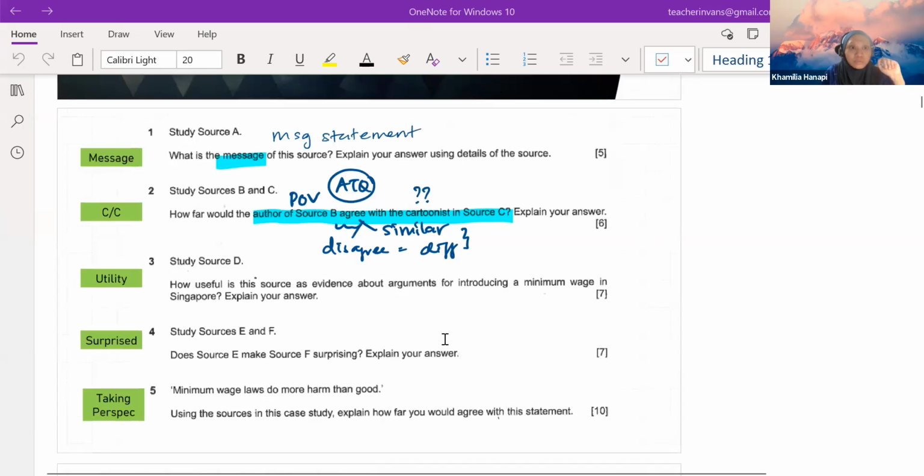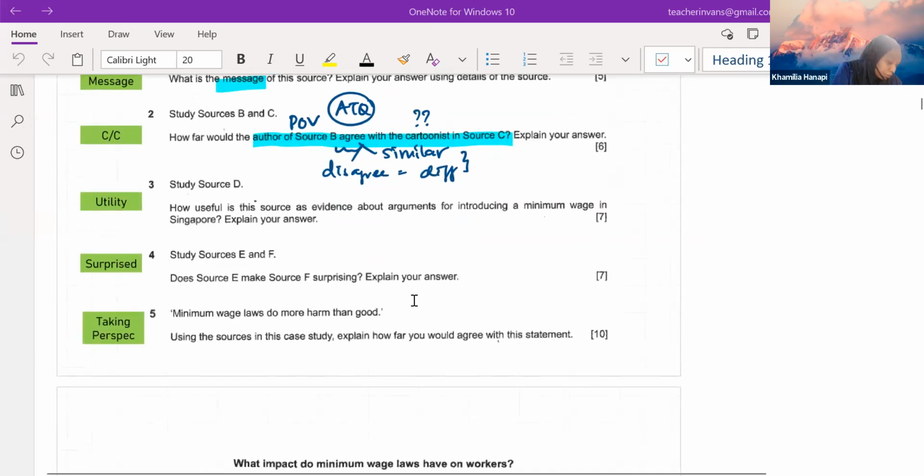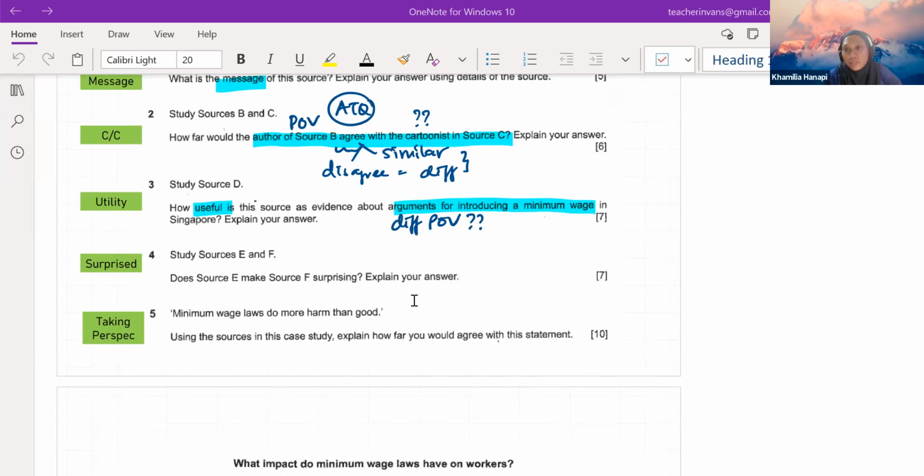about the marks report, what Cambridge markers or what SAB is looking for. So for question 3, it is again utility. How useful is this source? Again, you must be very careful about utility. Useful about what? Useful about the arguments for introducing a minimum wage. When we say introducing a minimum wage, what does it mean? This whole source base is about minimum wage, but again, it is about arguments, so that means there are different perspectives and points of view. You must be careful. These are small annotations that you do so that even before you start the source-based question itself, you are prepared.